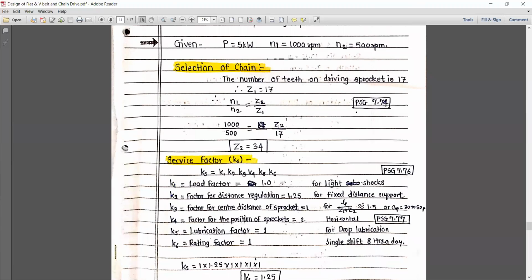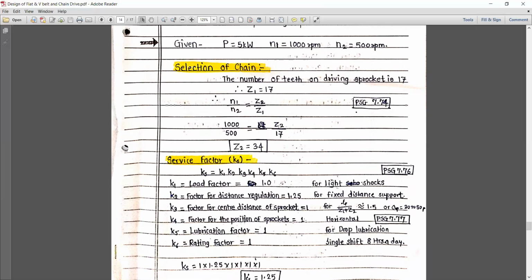So the number of teeth we are selecting on the driving sprocket is 17. The equation is given: n divided by N, that is N1 divided by N2, is equal to Z2 divided by Z1. That is the speed ratio, or transmission ratio, referring page number 7.74. What we get? N1 is equal to 1000, N2 is equal to 500, Z1 is equal to 17. So Z2 is equal to 34, as the transmission ratio is 2.